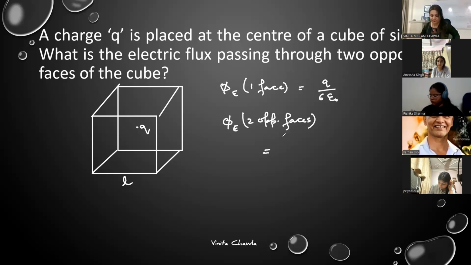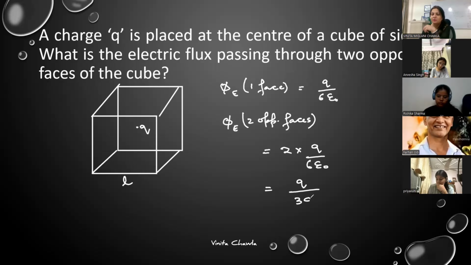बताओ क्या करेंगे? वन फेस का अगर 1/6 है, Q by 6 epsilon naught है, तो opposite faces के लिए क्या करेंगे? We need to multiply it by 2, no? दो फेसेस का निकाल रहे हैं ना, वन फेस का इतना, टू फेसेस का कितना होगा? 2 multiply by Q upon 6 epsilon naught, and your answer is Q upon 3 epsilon naught. Please write this.